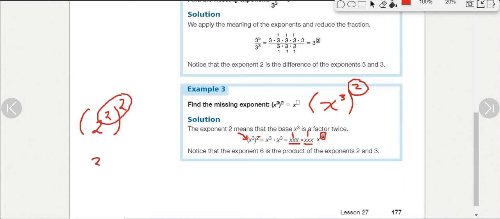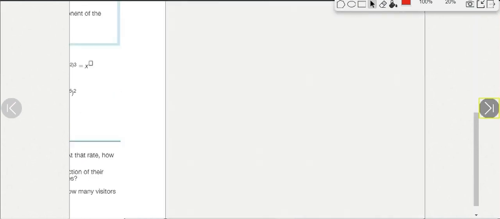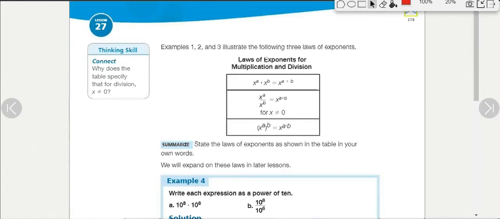Or if I have 3 squared to the 6th, right? You got 9, but then 9 to the 6th. So what we're doing is multiplying this. Okay, so it would really be the same as 3 to the 12th. All right? Those are the laws of exponents as summarized here at the top of the page.